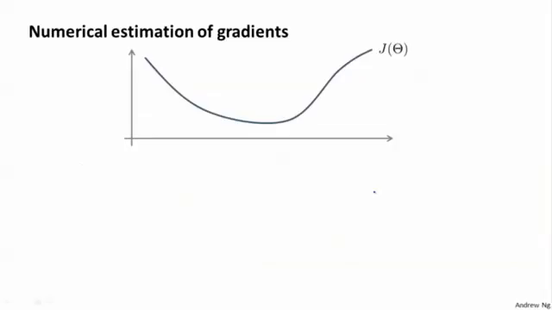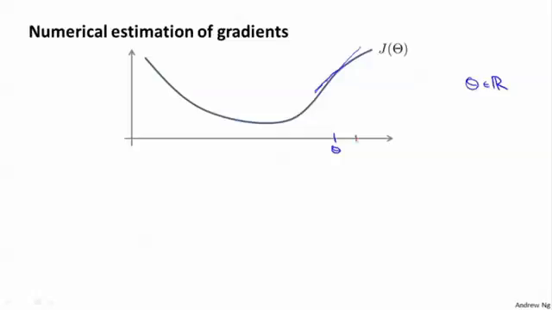So here's the idea. Consider the following example. Suppose I have a function J of theta, and I have some value theta, and for this example, I'm going to assume that theta is just a real number. And let's say I want to estimate the derivative of this function at this point. And so the derivative is equal to the slope of that tangent line. Here's a procedure for numerically approximating the derivative.